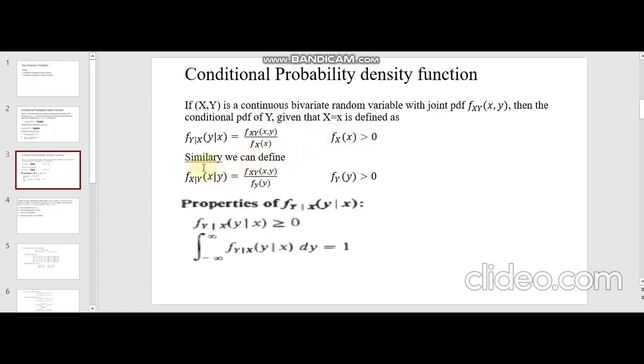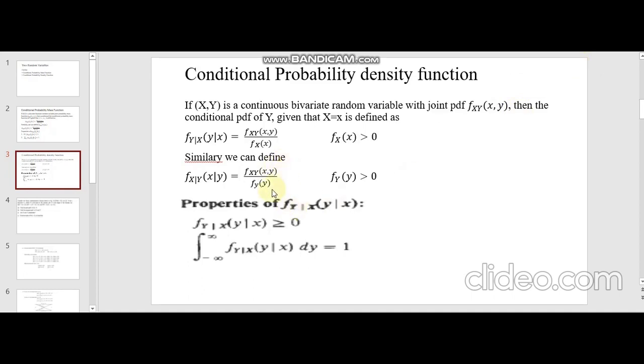Similarly, the conditional probability density function for x given y is defined as the joint probability of x and y divided by the marginal probability of y.